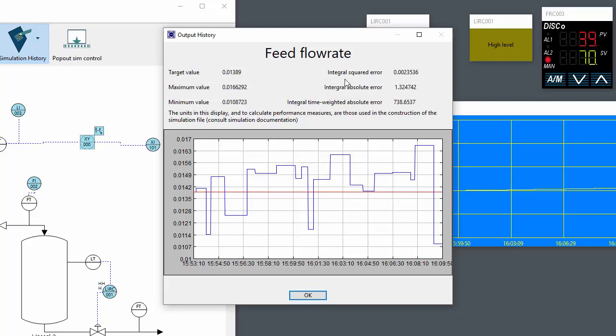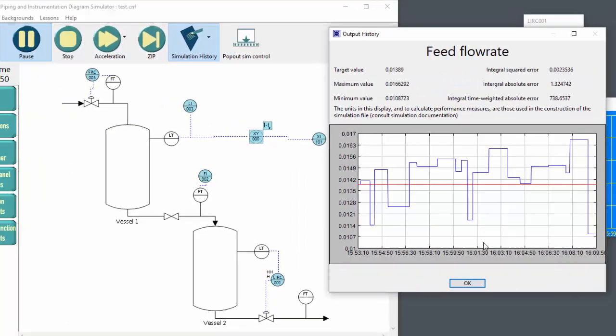The minimum value gives you the integral squared error, the ISE, the error being the target value subtracted from the actual measured value, then squared, and then the integral taken gives you ISE. Integral absolute error, we're taking the absolute of the error and then integrating it, and the integral time weighted absolute error, we're taking the absolute error, multiplying it by the time it occurs, and then taking the integral of that. So these are all standard control performance measures.